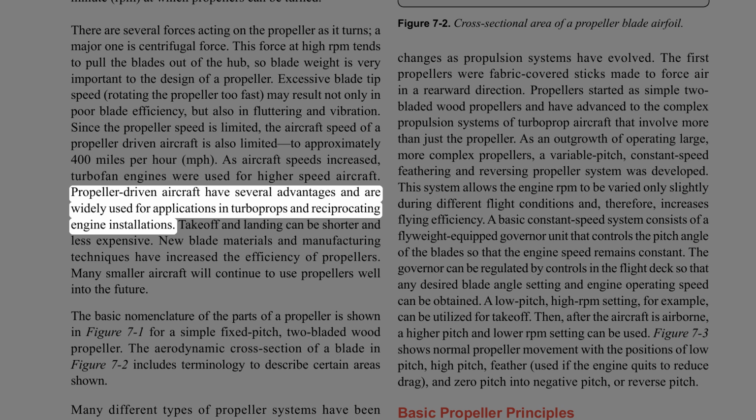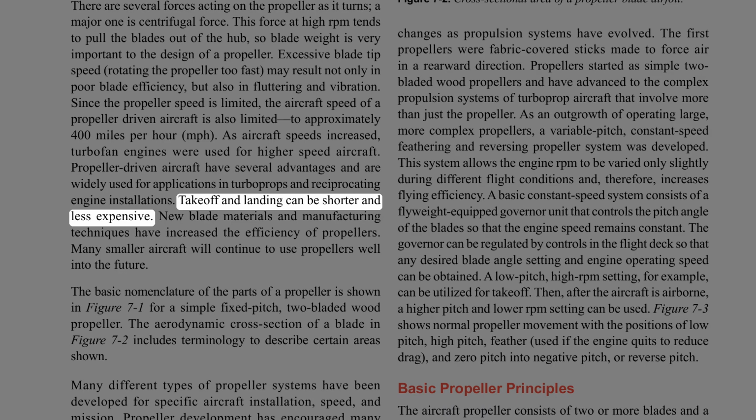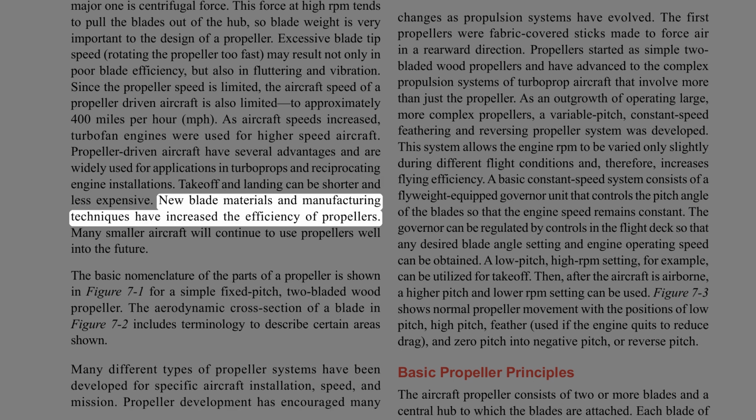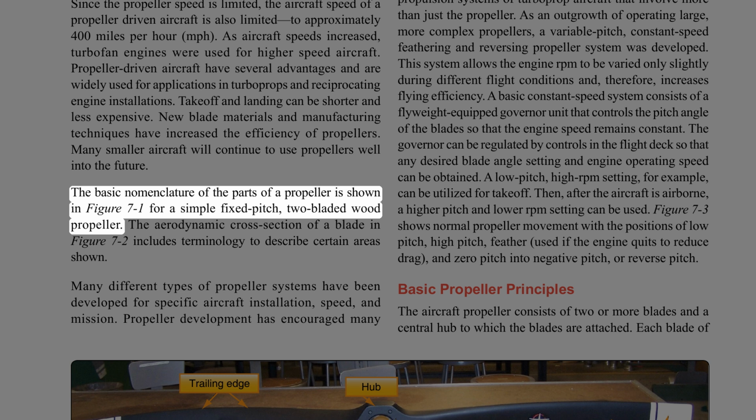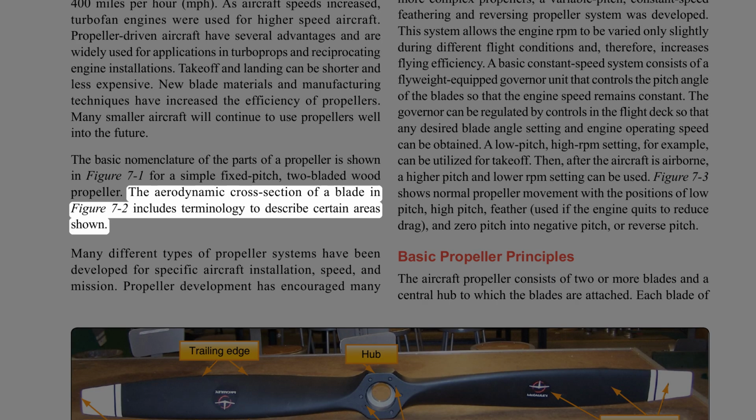Propeller-driven aircraft have several advantages and are widely used for applications in turboprops and reciprocating engine installations. Takeoff and landing can be shorter and less expensive. New blade materials and manufacturing techniques have increased the efficiency of propellers. Many smaller aircraft will continue to use propellers well into the future. The basic nomenclature of the parts of a propeller is shown in Figure 7:1 for a simple fixed-pitch, two-bladed wood propeller. The aerodynamic cross-section of a blade in Figure 7:2 includes terminology to describe certain areas shown.